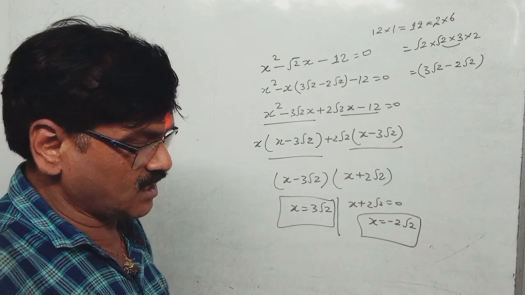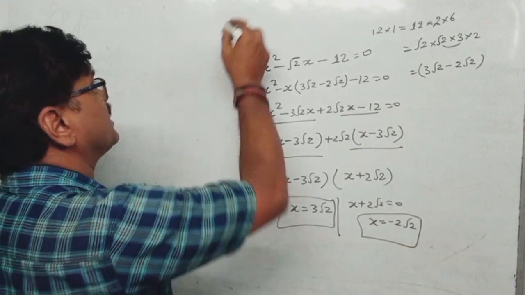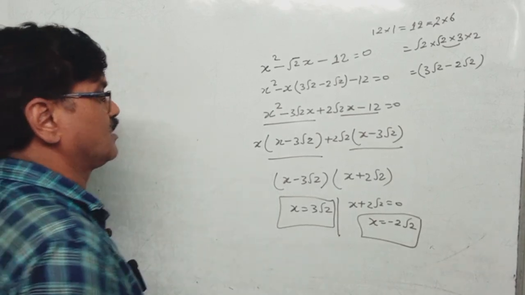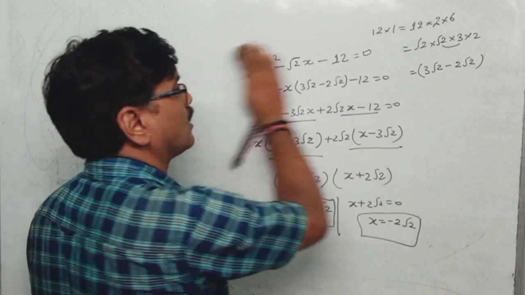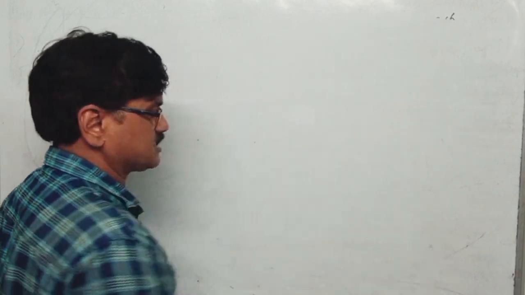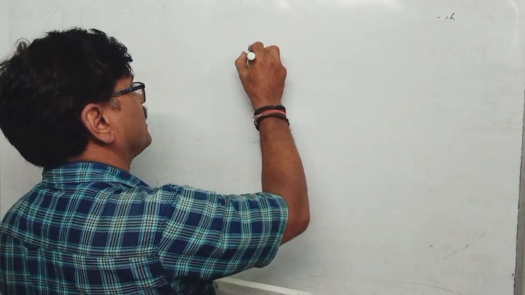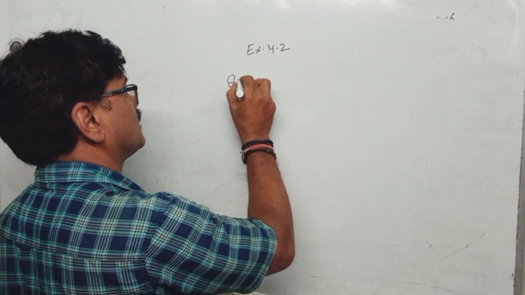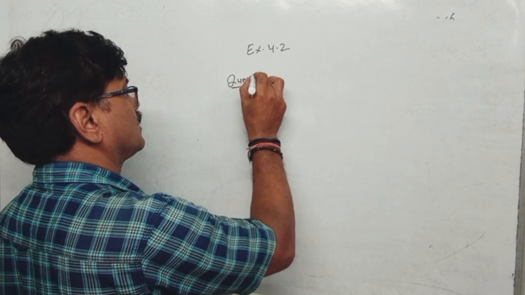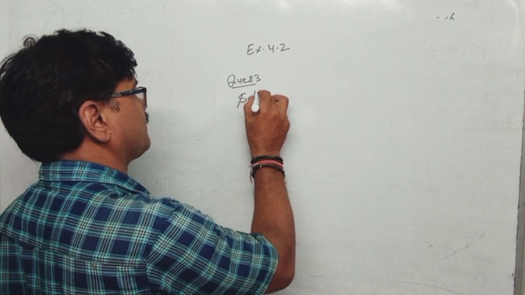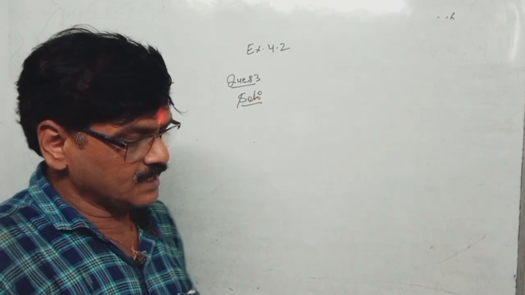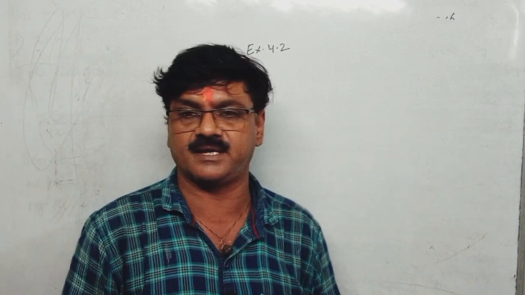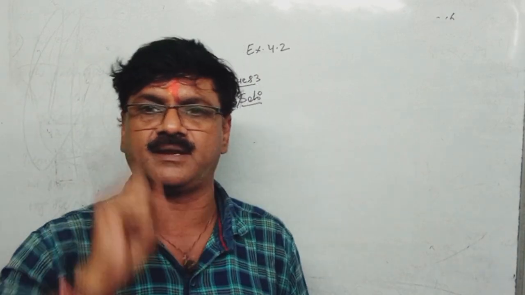Now I am taking question number 3 of exercise 4.2. You will write it in the solution. First you will see: find the two numbers whose sum is 27. Suppose two numbers are there and whose sum is 27.